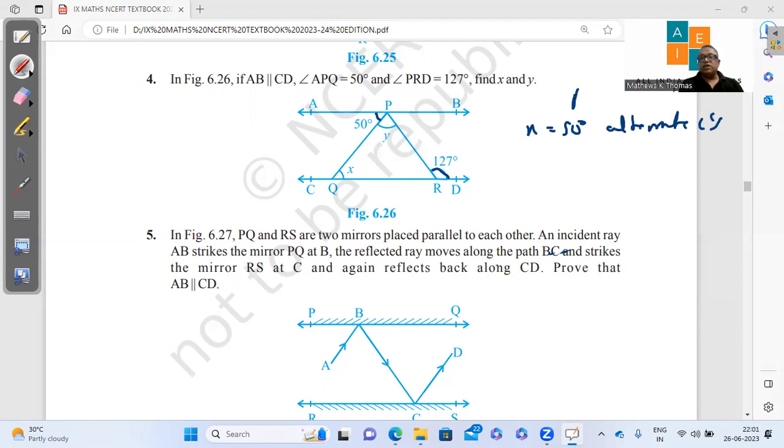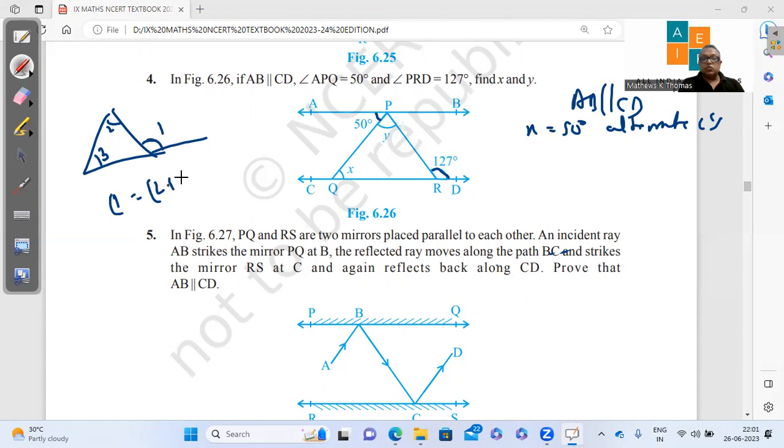Already it is given that AB and CD are parallel lines. So if they are parallel, this is alternate. So this is 50, right? Now we can use exterior angle theorem. Now we know that exterior angle is sum of two interior opposite angles. So exterior angle is the outside angle, right?